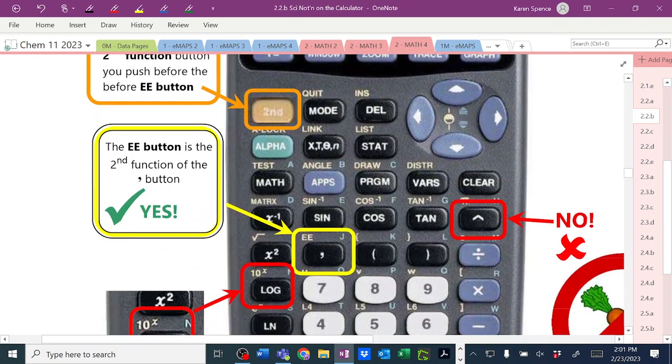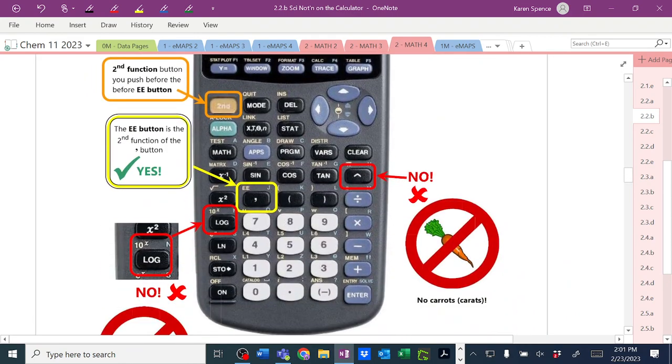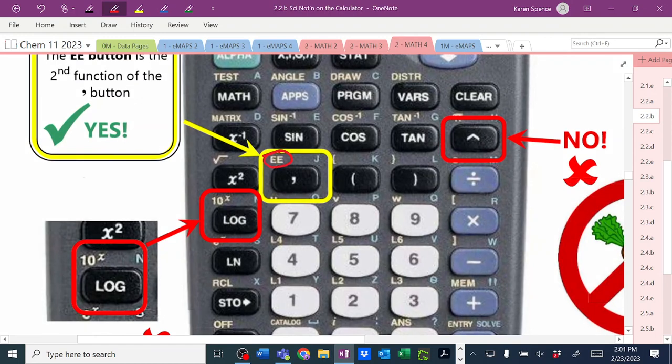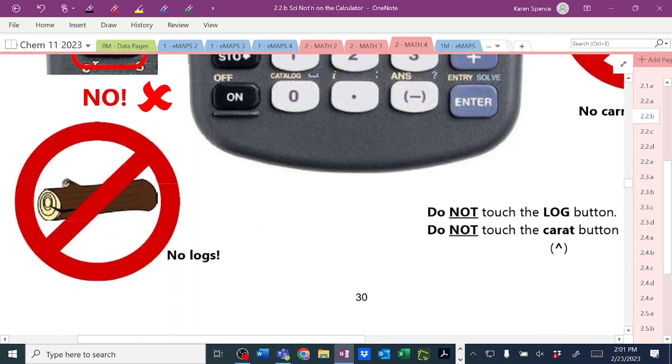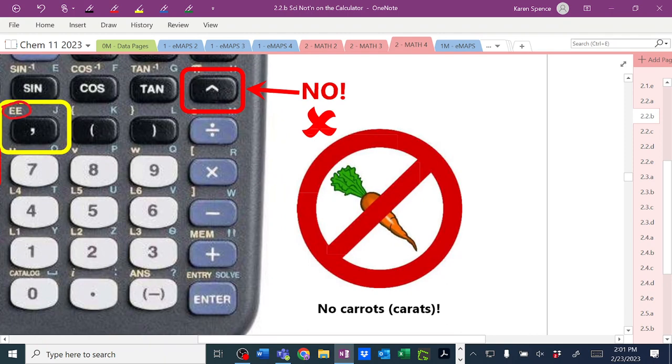All right, if you have one of these big massive TI-83, it is usually a second function to get to your EE button. Remember, you're not going to use this 10 to the x thing here. No, no, no, do not touch the log button. And in fact, look what I've written here. There's no logs. Do not touch the log. Guess what else there isn't? There's no carrots. Do not use the carrot. Do not use the log button. Don't touch them and you'll be good. Okay?